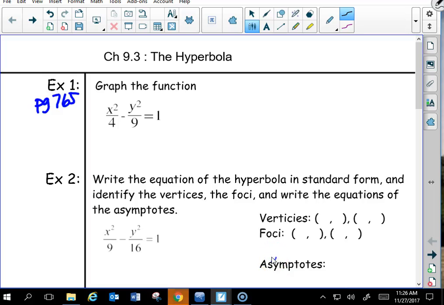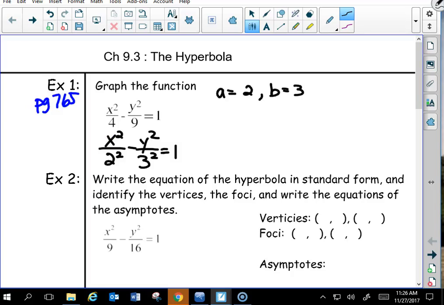Okay, so getting back to our problem, just graphing the function x squared over 4 minus y squared over 9. We're going to rewrite this in what they call standard form by squaring the denominators. Okay, so that uncovers a couple things. First of all, a and b, a equals 2, b equals 3.